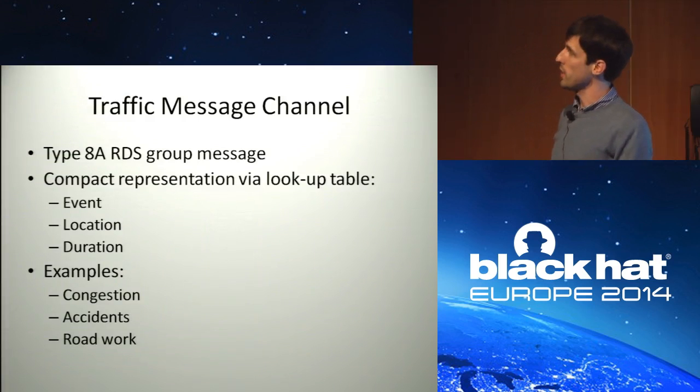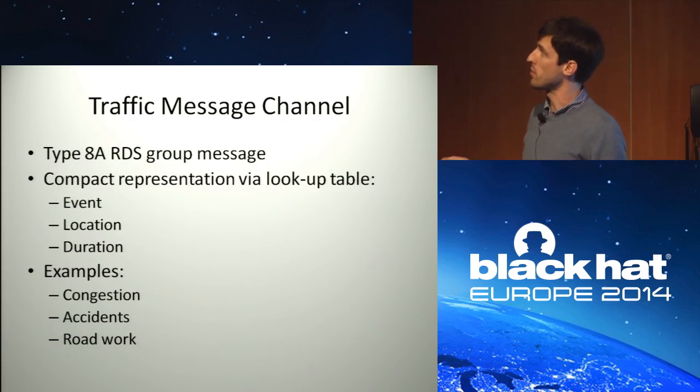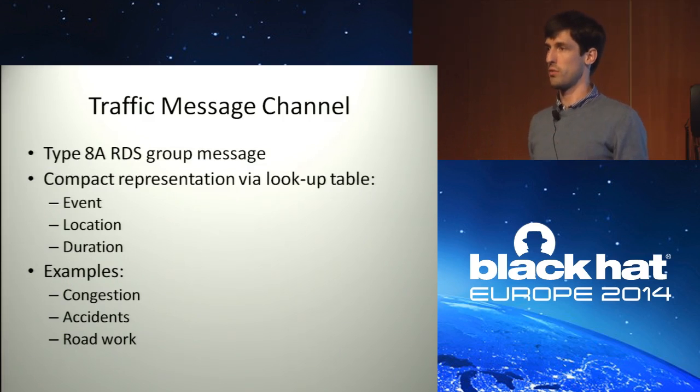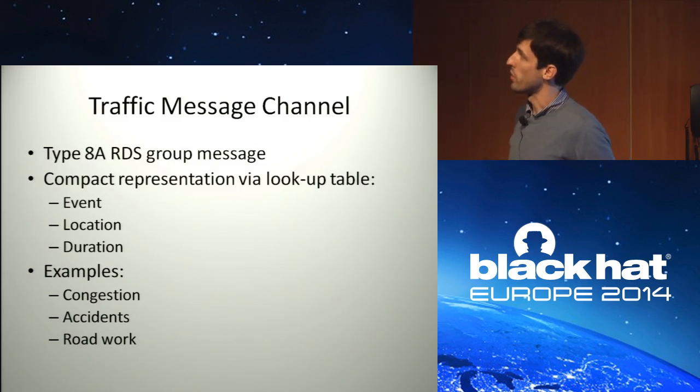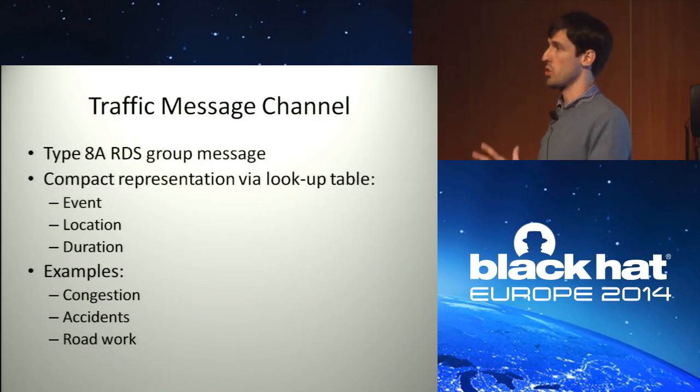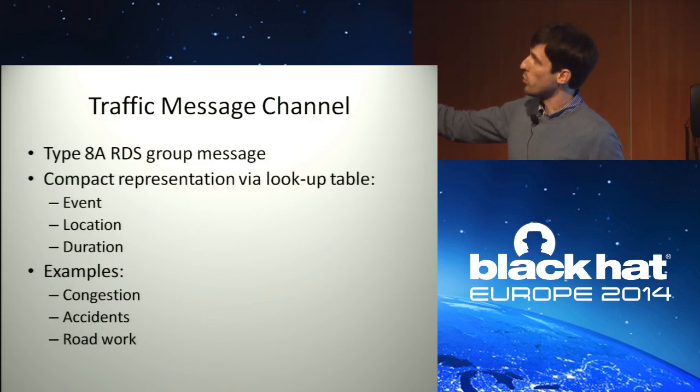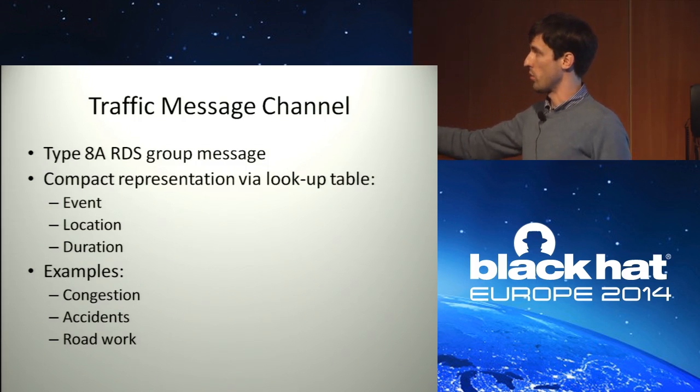But one interesting thing that you don't often see unless you have a dedicated navigation system is the traffic message channel. It's really neat because it will broadcast information about the state of the roads in your area. There might be things like traffic congestion, accidents, and so on. It will send out an event code, a location code, and a duration.